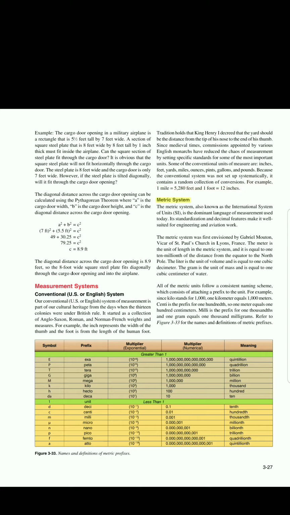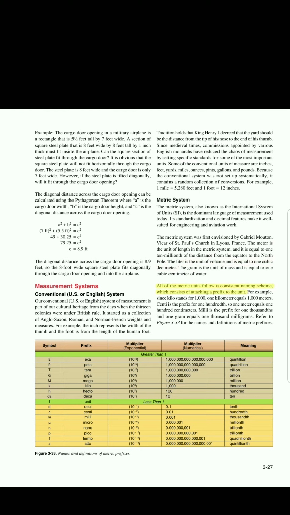Metric system. The metric system, also known as the International System of Units, (SI), is the dominant language of measurement used today. Its standardization and decimal features make it well suited for engineering and aviation work. The metric system was first envisioned by Gabriel Mouton, vicar of St. Paul's Church in Lyons, France. The meter is the unit of length in the metric system, and it is equal to 1/10 millionth of the distance from the equator to the North Pole. The liter is the unit of volume, and is equal to 1 cubic decimeter. The gram is the unit of mass and is equal to 1 cubic centimeter of water.